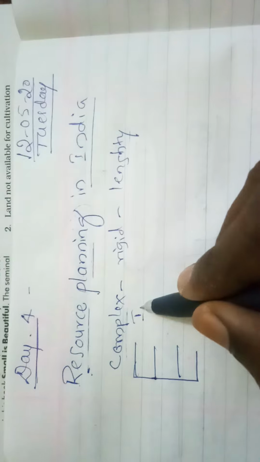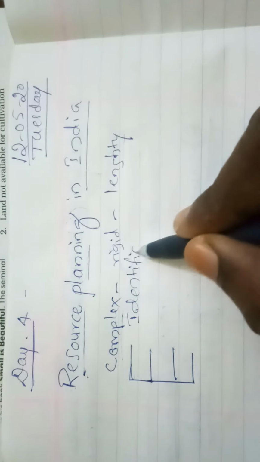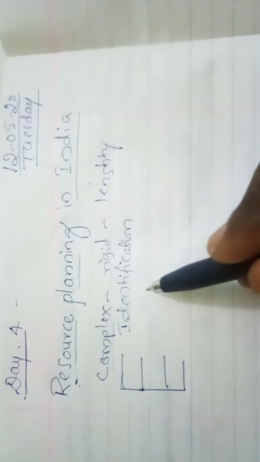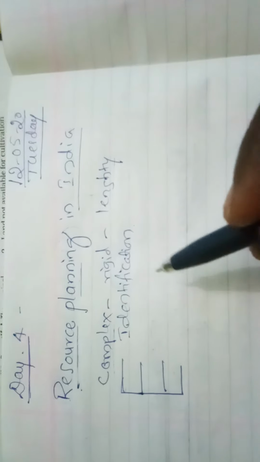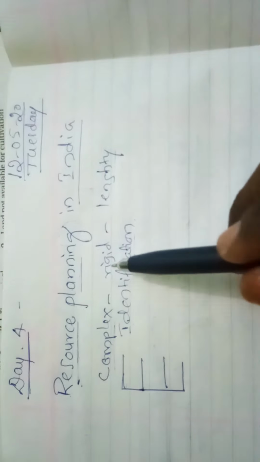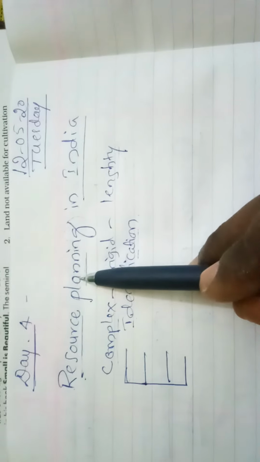the first step is identification. Identification of the resource is the first stage, the first process in resource planning.